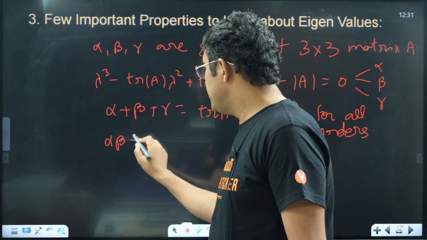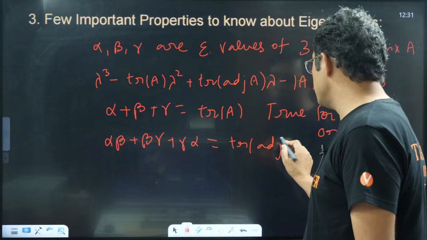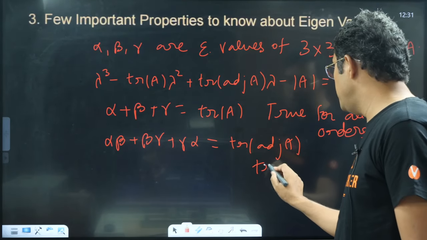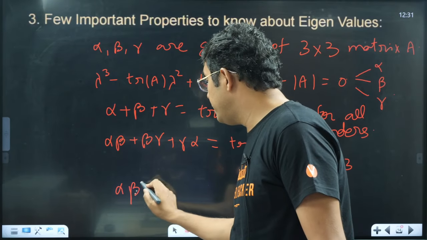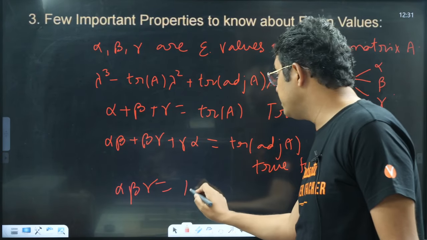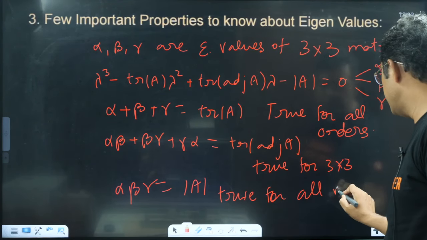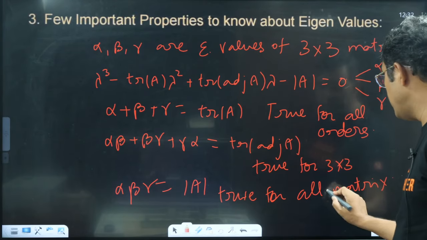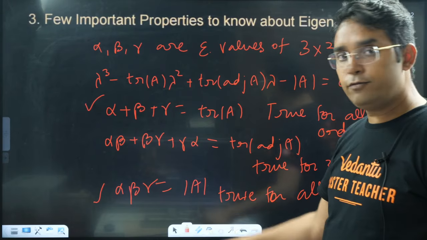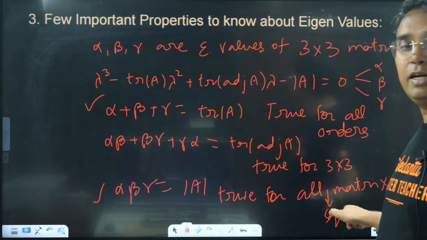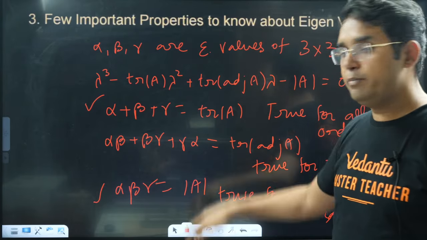Then alpha beta plus beta gamma plus gamma alpha is equal to the trace of adjoint of A. But this is not true for all orders, only for 3 into 3. Now the last one, alpha beta gamma, the product of all the roots, will be equal to the determinant of A, and that is true for all square matrices. These two things are very important for us: the sum of roots is the trace, and the product of roots is the determinant of that matrix. We have to learn these by heart, and we will use them in questions and see how this makes our life simple.